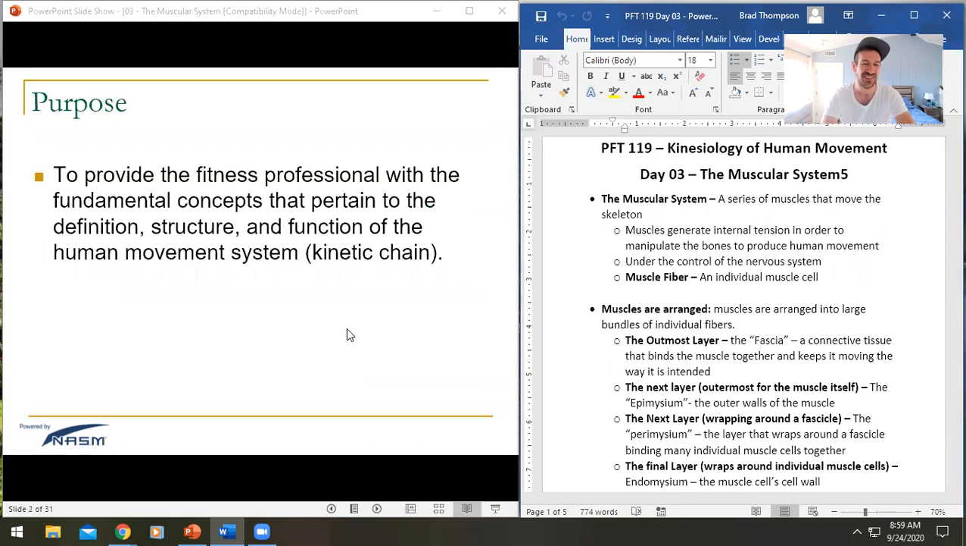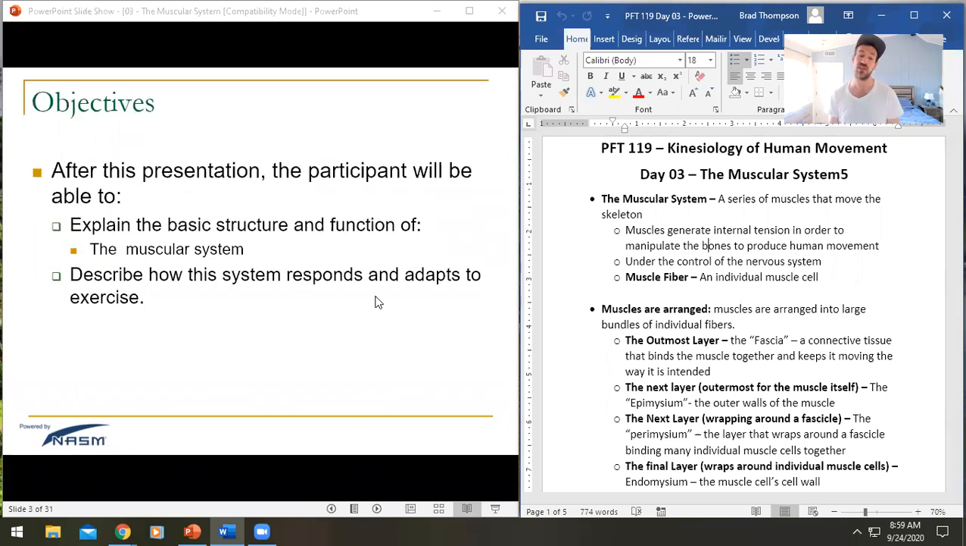So, all right. The purpose of today's lesson, that was a great clap, by the way, my ears are ringing, is to finish up talking about the kinetic chain. We talked about the nervous system, that's our control system. We talked about the skeletal system, that's our framework. Now we are talking about the muscular system, which is the workhorse that does all the actual moving. The nervous system tells your muscular system how it's supposed to move, and your muscular system does the moving.